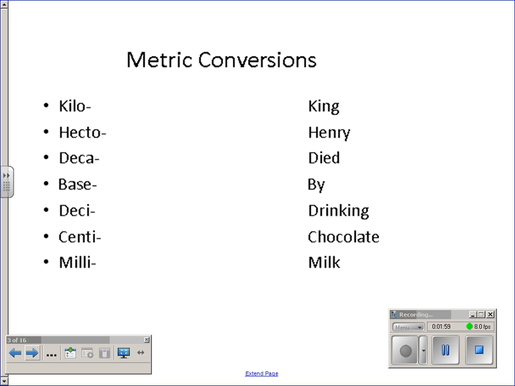So King Henry died by drinking chocolate milk gives us our big 6 that we need to know. Kilo, hecto, deca, base, deci, centi, milli. Kilo is abbreviated K, hecto is abbreviated H, deca is abbreviated as big D, deci, little d, centi, little c, milli, little m.